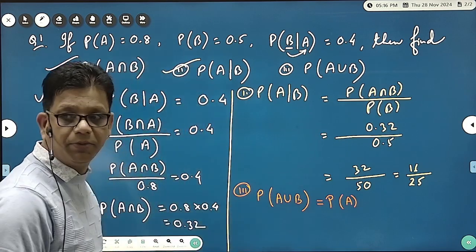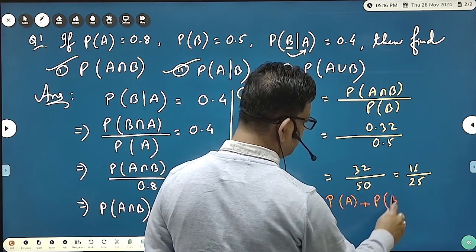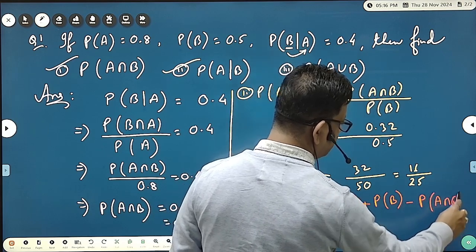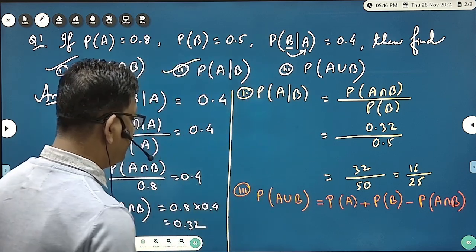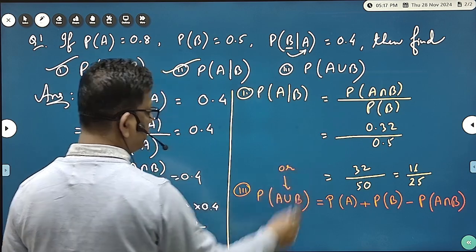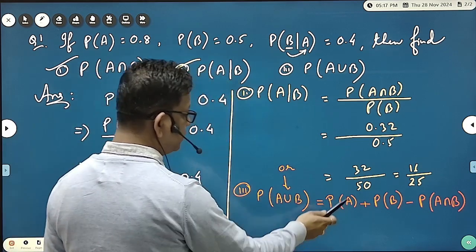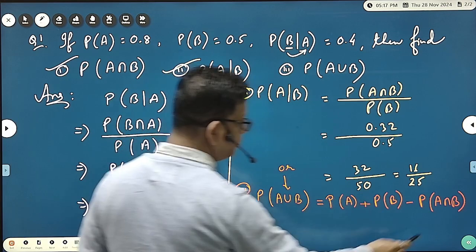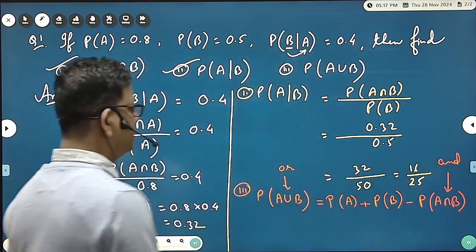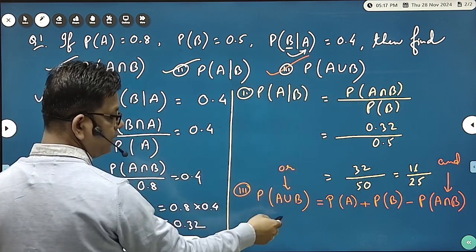Getting P of A or B is probability of getting A plus probability of getting B minus probability of getting both. So the probability of A union B, where union refers to OR, yes or no? The probability of A or B is equal to probability of A plus probability of B minus probability of A and B intersection. We are asked P of A union B, for which I have written the formula.